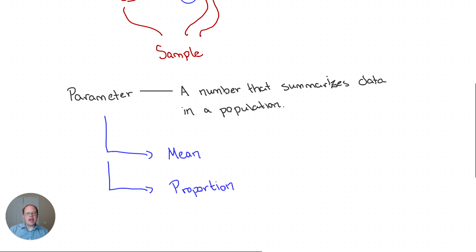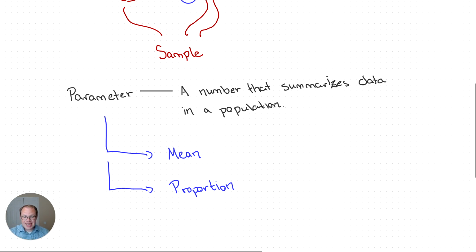A proportion is a fraction or a percent. So for example, maybe we want to know how many people like pizza in the USA. That fraction or percent is a proportion. That's what it's called. It's the proportion of people in the USA who like pizza. In the example from the previous video, it was 90%. That's the proportion. So both of these are different kinds of parameters. But again, we often can't measure the population directly, so it's hard for us to find the population parameter.